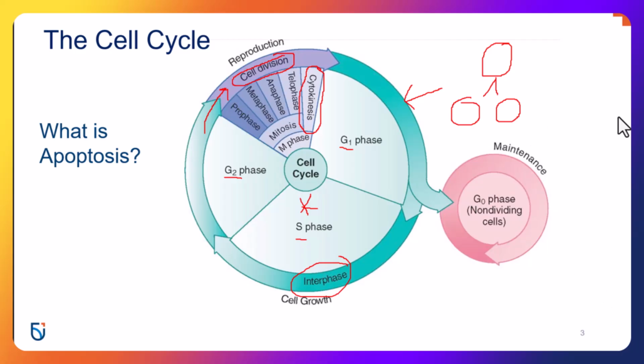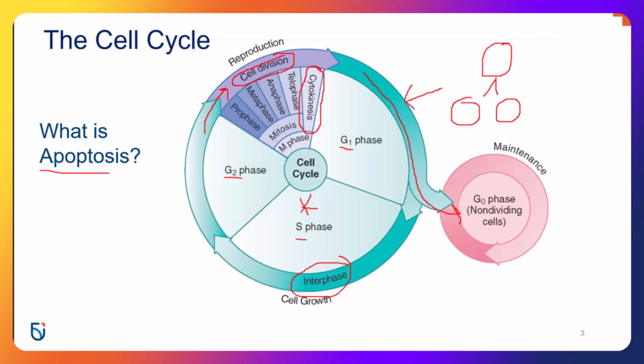Some cells enter G0 phase. This is where they aren't dividing. They just focus on normal function. And this is very common in neurons and muscle cells. So this is just maintenance.